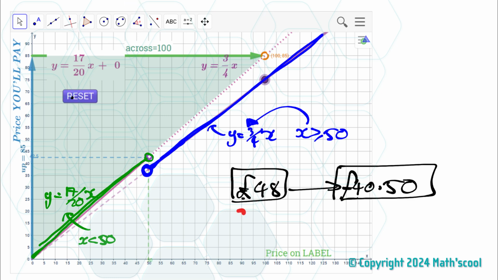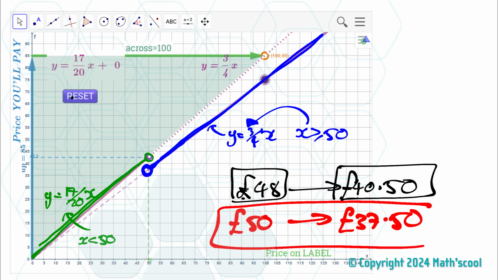But let's say you then say, okay, well, no, let's up it. Let's buy something that costs £50. Well, for £50, you would get 25% discount. So you'd only pay £37.50, which is kind of a ridiculous situation, but it happens in real life. A person who walks to the till with £48 worth of goods will pay £40.50. A person who walks to the till with £50 worth of goods will pay £37.50. They'll pay £3 less, even though their shopping is £2 more.